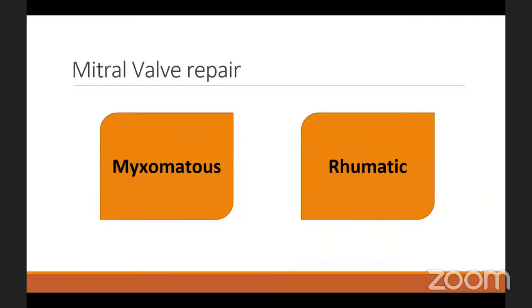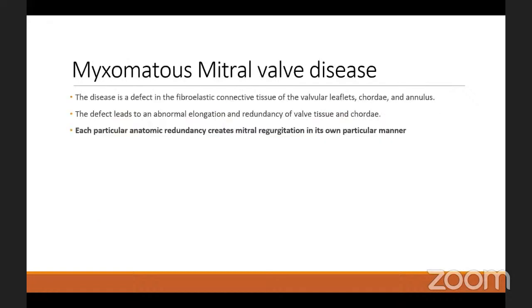So for the mitral valve repair, we have techniques for myxomatous repair, and we have techniques for rheumatic. We'll start with the myxomatous mitral valve disease. Of course, you all know that it's a defect in the fibroelastic connective tissue of the valvular leaflet, chordae, and annulus. This defect will lead to abnormal elongation of the valve tissue and chordae. So each abnormality in the valve will give you regurgitation in its own particular manner.